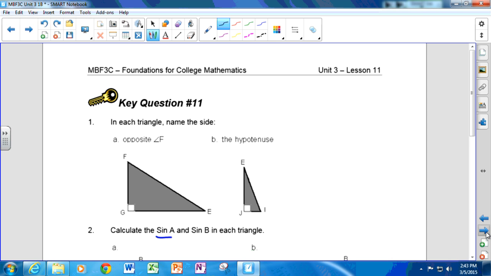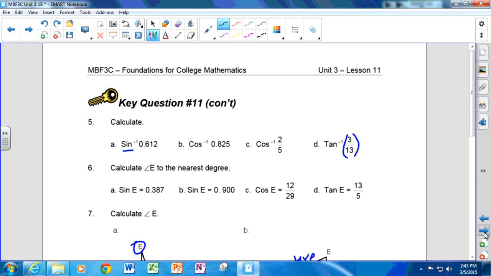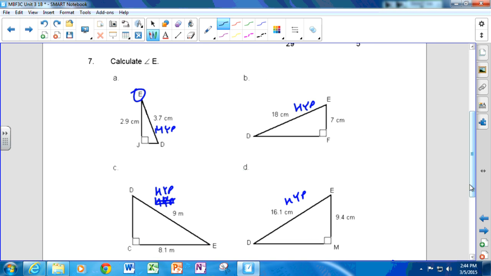So key question 11. Go ahead and hand those in. Now, if you're not sure and you want me to informally look at it, it's fine. You can just send it to me. You can fax it to me. Just put a little note on it saying, please look at this or something. I'll be happy to do this.